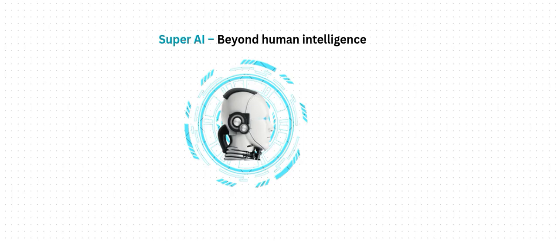So in a quick recap, narrow AI is specialized in one task, general AI is human-like intelligence and still in research, and super AI is beyond human intelligence, only hypothetical for now.